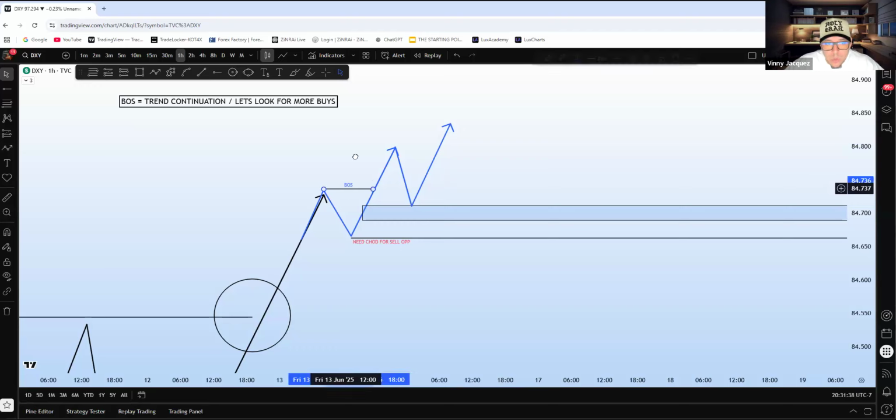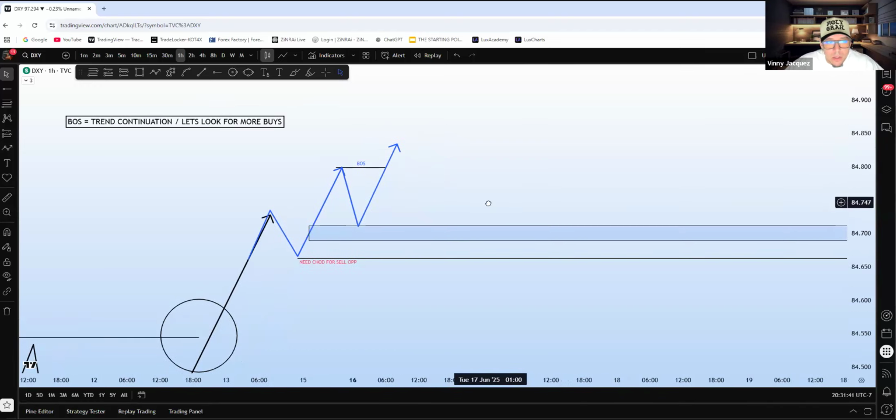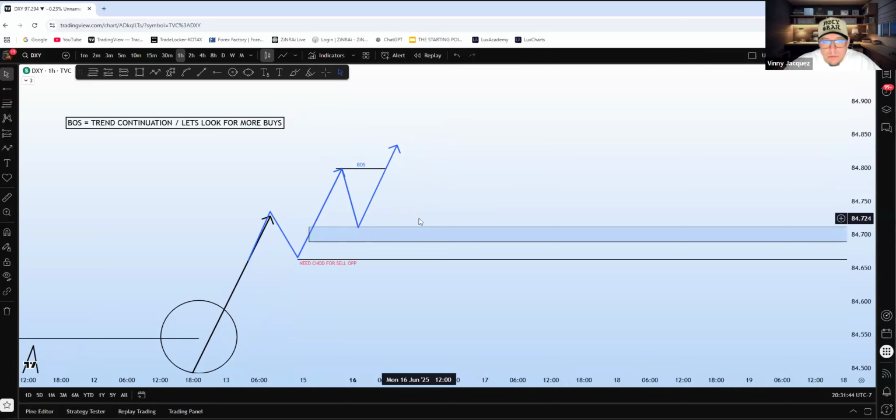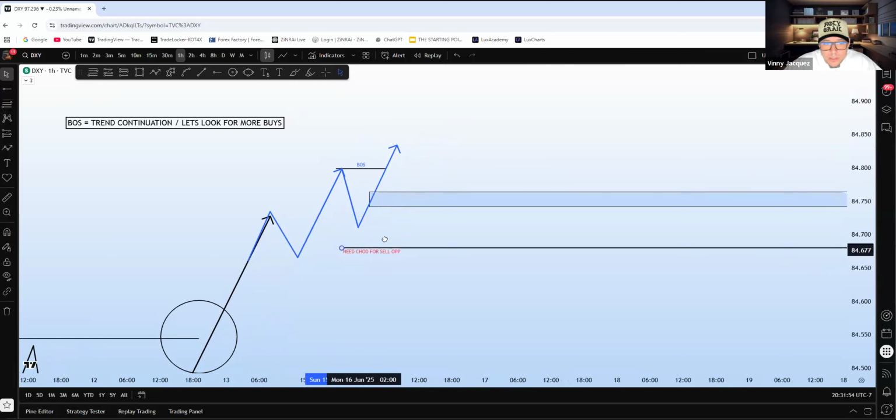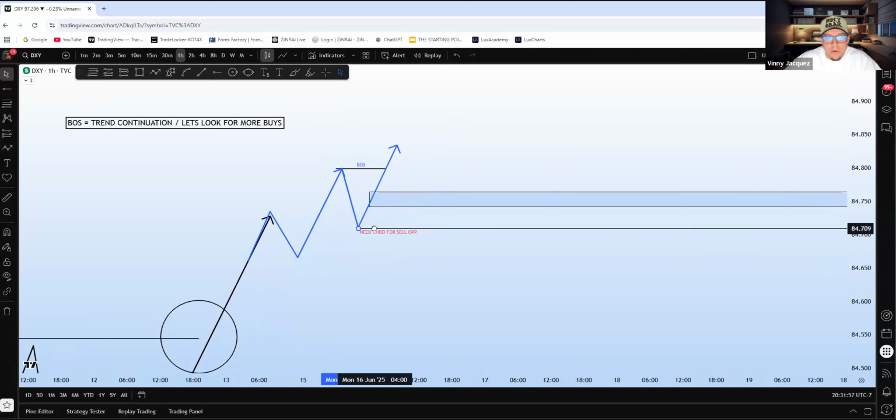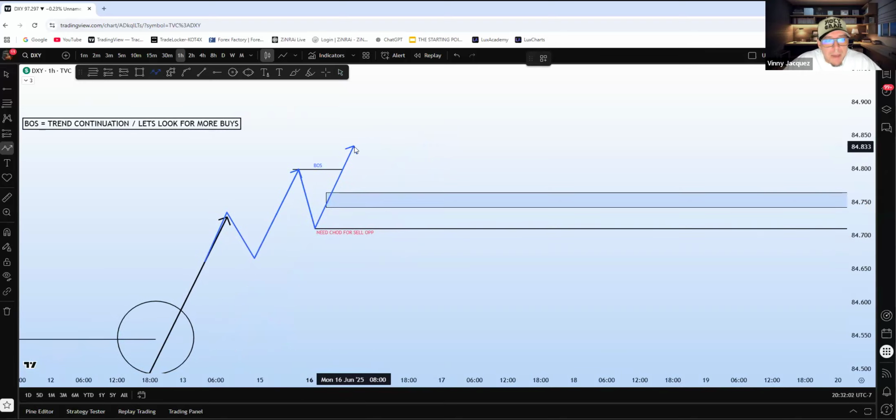Okay. Now, again, we just got a break of structure to the upside. What does this BOS tell us, guys? What does this BOS tell us? Continuation. Yes. Let's look for more buy opportunities and have everything marked up, right? Need change of direction for sell opportunities, which means I'm not looking for sells. Repeat, I am not looking for sells unless the market breaks and closes this zone, giving me a change of direction. Once that happens, now I'm looking for sells.